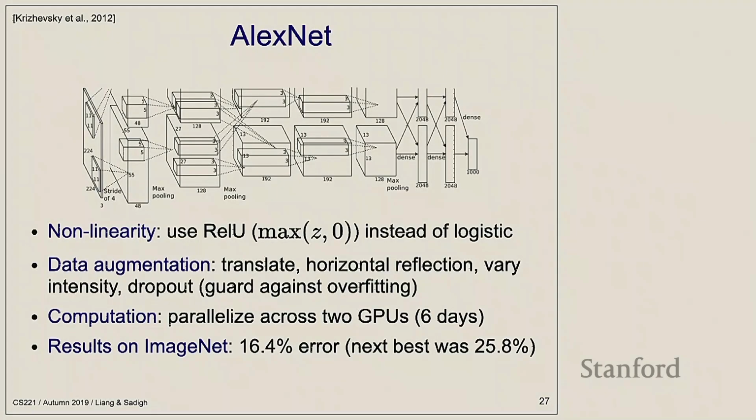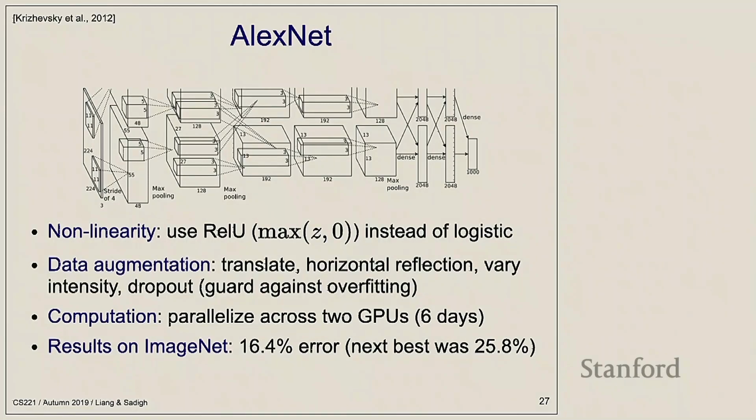So I'm going to talk about 3 case studies of CNN architectures. The first one is AlexNet. This was the one that did really well in the ImageNet competition and really brought CNNs to the mainstream for computer vision. Basically, it was just a really big neural network.